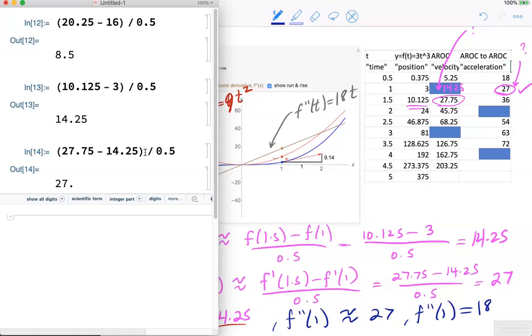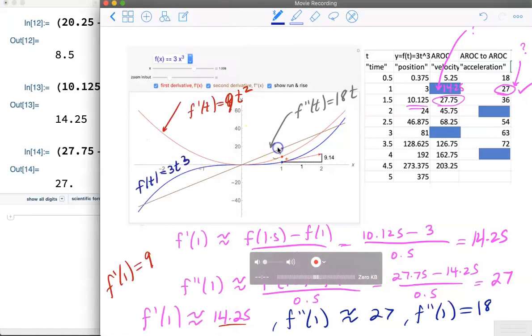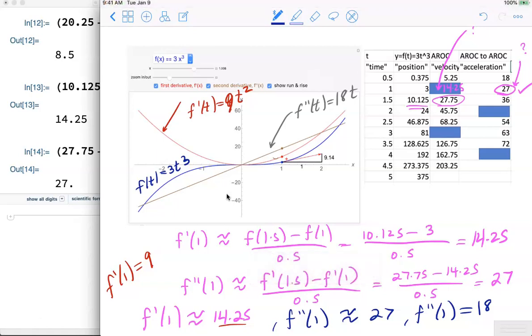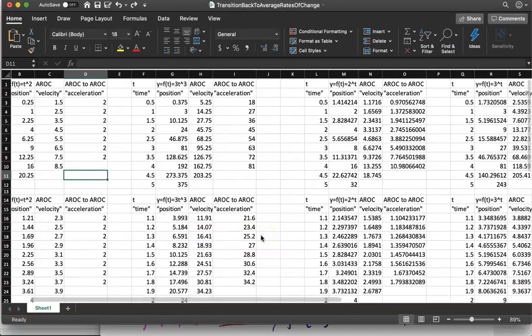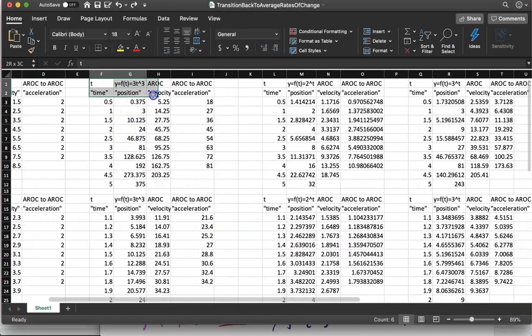So what we're seeing is that we're getting some approximations, and those approximations can become better if we make the time spacing h get smaller and smaller and smaller. Okay, so that's what I want to do in the rest of this video. Take a look here: I have the function 3t cubed, and I have created a table of values for its average rate of change, the 14.25, and the 27. Those are the numbers we did just a second ago.